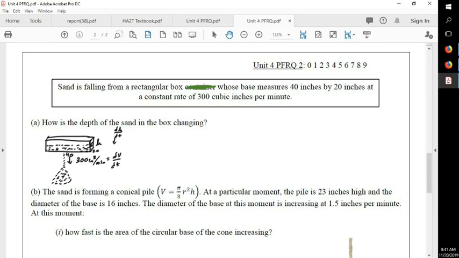Okay, so I was just talking about this problem to try to help us understand it a little bit more. Now let's see what it says. How is the depth of the sand changing in the box? How is the depth of the sand in the box changing? Okay, so it wants to know dH/dt.